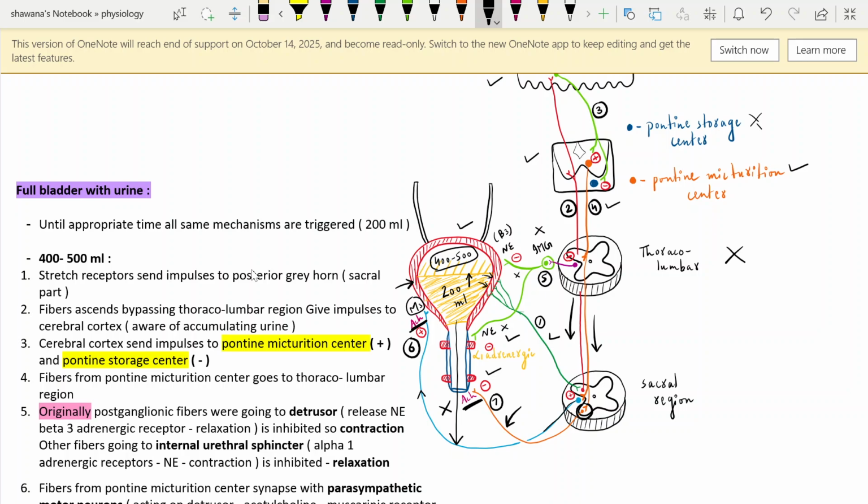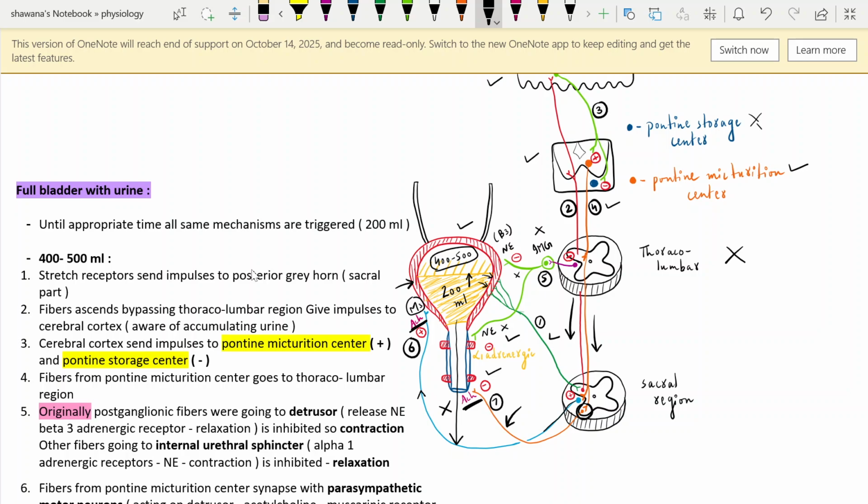The last part is that the pudendal nerve fibers will synapse with the anterior gray horn of the spinal cord. The pudendal nerve will cause inhibition of the nicotinic type 1 receptor. So acetylcholine will have no effect. It means that relaxation starts. And that's what we need: contraction of the bladder, relaxation of both sphincters, internal as well as external.